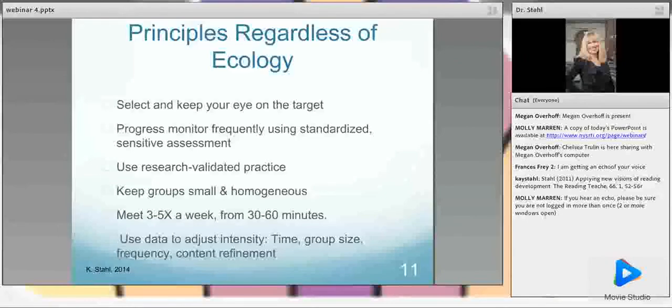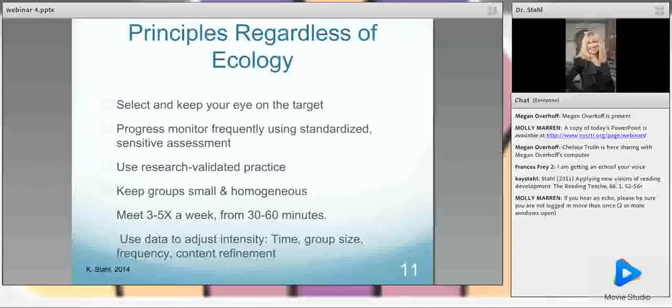Now, regardless of ecology, here are some of the guidelines that you do need to keep in mind. In Tier 2 and Tier 3, it is very important to select a target and keep your eye on that target, teach to it, assess to it, so that you can see progress in that area. You need to progress monitor frequently using standardized assessment that is sensitive to growth within a fairly short period of time. You also need to use research-validated practices.